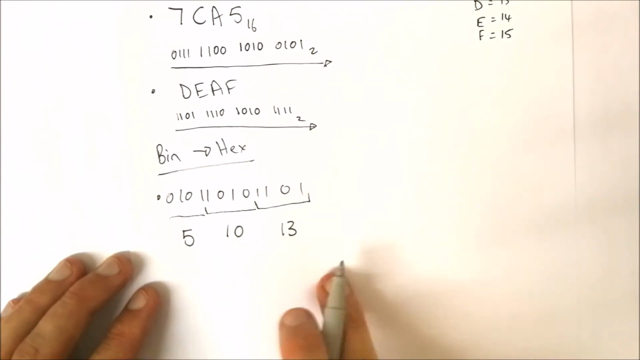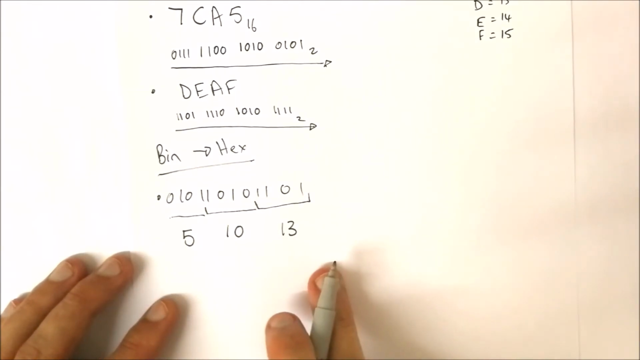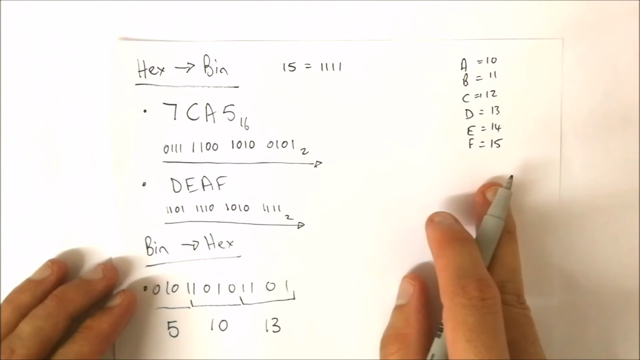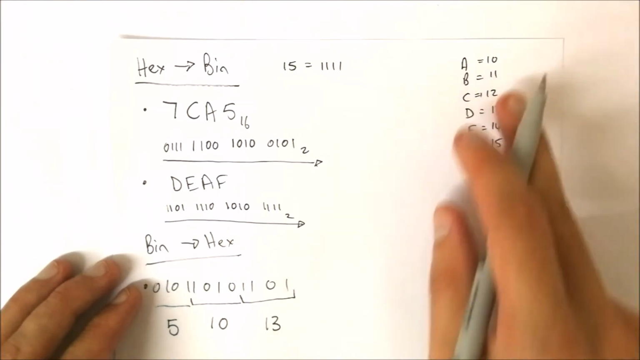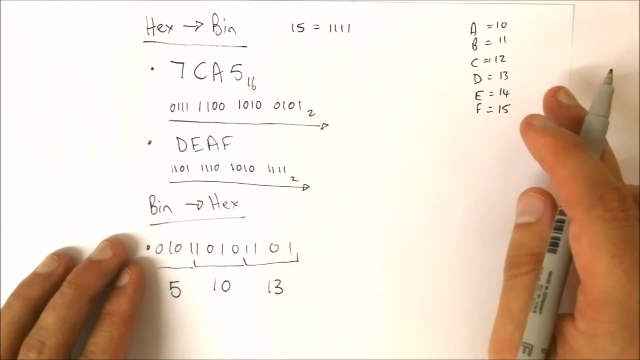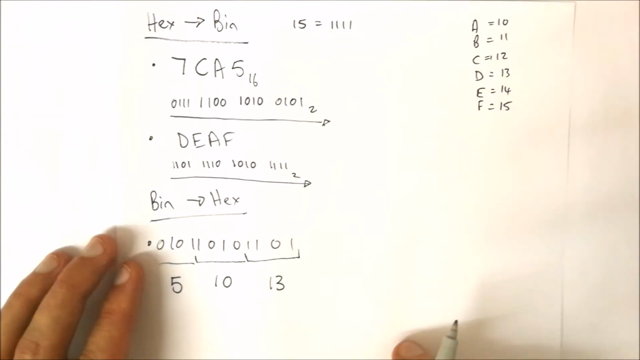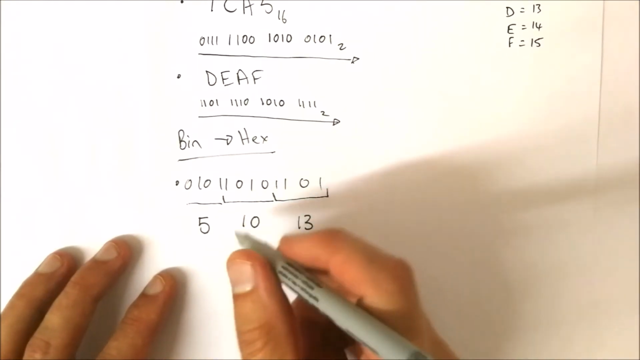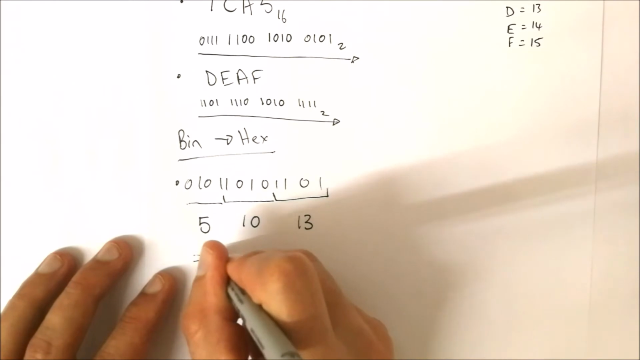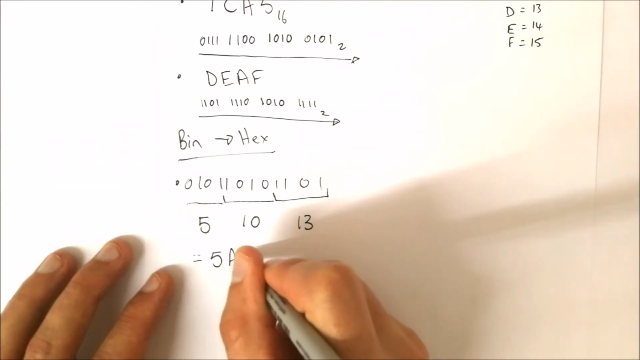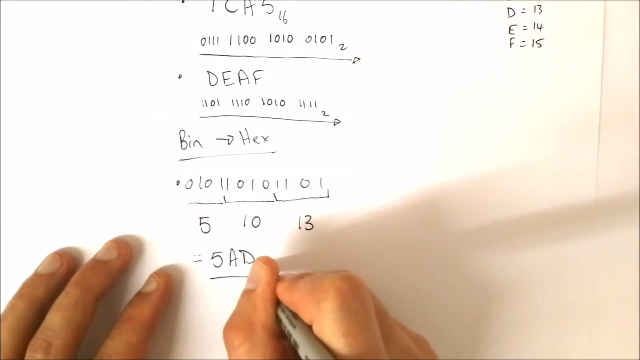Obviously we can't represent it in this fashion, so we've got to look at our table again and make sure that things correlate. So 10 is A and 13 is equal to D. So the final answer is 5AD, base 16.